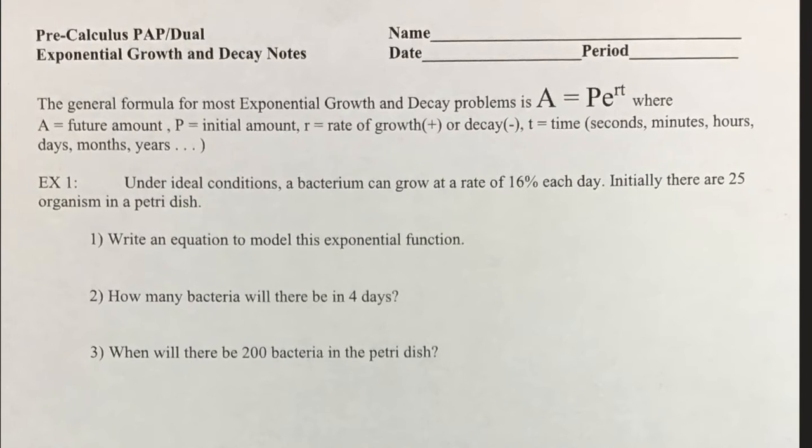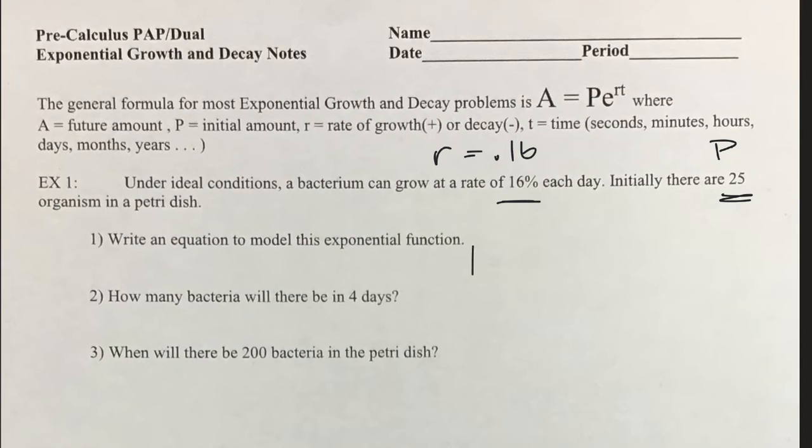Under ideal conditions, we have bacterium growing at a rate of 16% each day. That is your rate. 0.16 is your growth rate, right? Because we always change our percentage into a decimal. Initially, there are 25 organisms, so that is our P value. That's your initial amount. So write an equation.